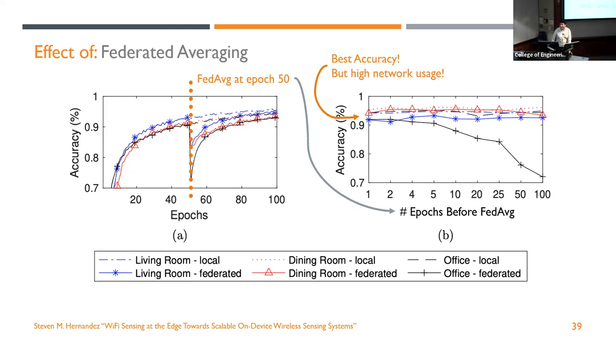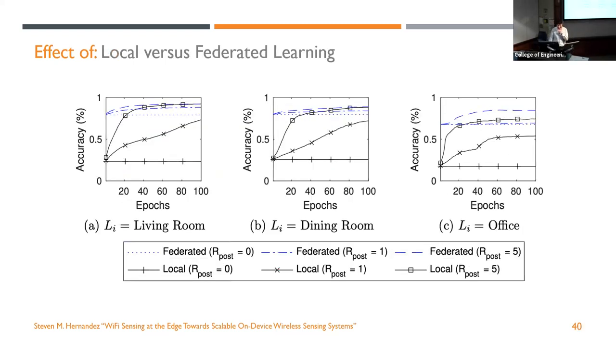However, this ends up with a lot of network usage. After each round, we have to take the weights from each location, send them up to a server, and then the server has to send them back to all of the devices. If that's hundreds of devices, it can take a lot of time and a lot of energy. So we want to find more of a balance of how many epochs we need there.